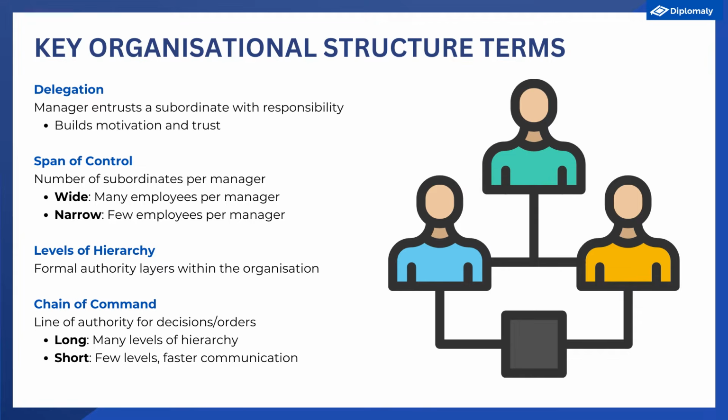A wide span of control means the manager is responsible for many employees, while a narrow span of control means the manager is only responsible for a few employees. Levels of hierarchy show the various levels of formal authority within an organization. We describe organizations as having many levels of hierarchy or few. A clear chain of command can help make communication more effective and efficient. Chains of command can be described as long, which means that there are many levels of hierarchy, or short, when there are only a few levels of hierarchy.